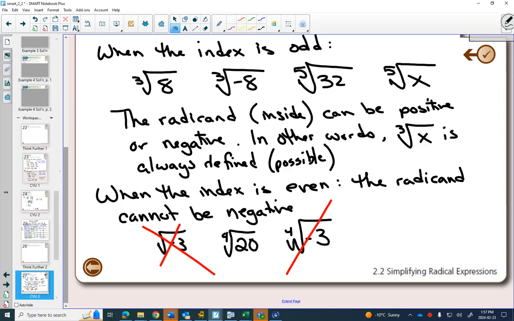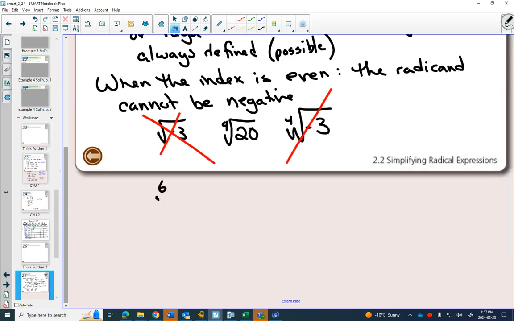And so when we have the sixth root of x, this means in order for it to be defined, x has to be bigger than or equal to 0. Otherwise, we're going to get a problem. Because you can't square root, fourth root, sixth root, a negative number. And we're learning certain things in mathematics aren't allowed.